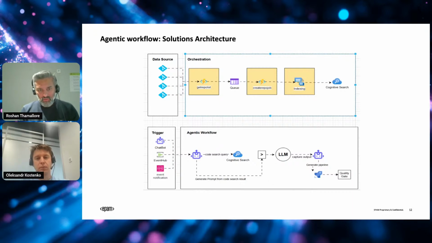At the bottom is the actual agentic workflow and a trigger. The trigger here is a chatbot. It could also be an API backend. There can be a number of triggers. The agentic workflow is an agent that performs a search on the Cognitive Search index, gets the relevant contextual data, and then generates a prompt that can be supplied to an LLM. The LLM will generate output, which then has to be reviewed through a quality gate by a human reviewer. Once it is reviewed, the pipeline can be executed.